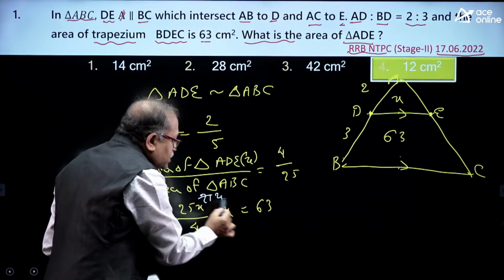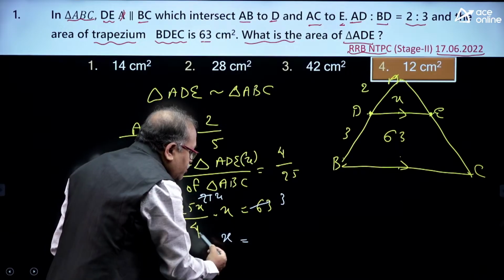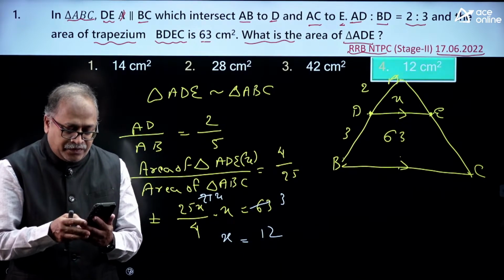And with 21 this gets cancelled how many times? 3 times. Therefore, what is the x value? X value is equal to 4 into 3, that's 12. Well done, my dear friend. Well done.